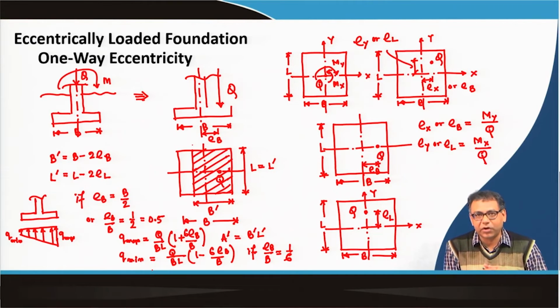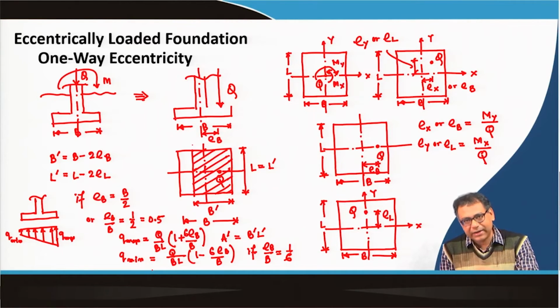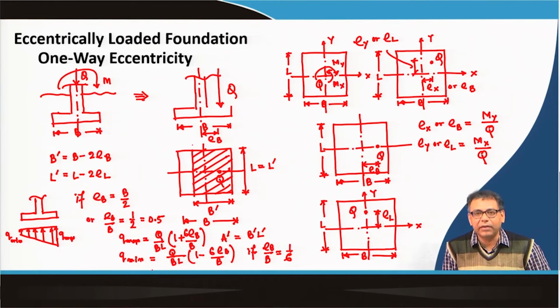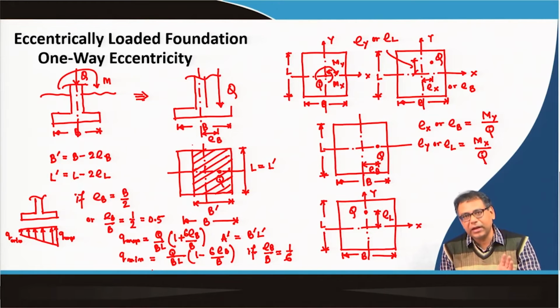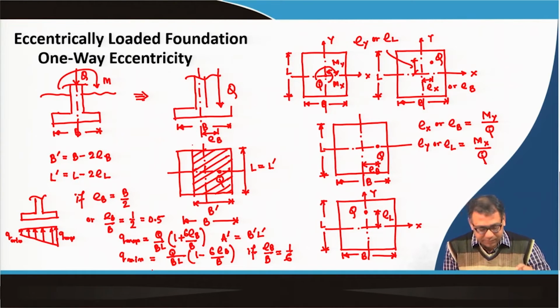That means we are now talking about two values. One is 0.5, which theoretically can be the maximum value of any eccentricity e_B or e_L, because in such a case the load will act at the edge of the foundation. And another is e_B by B equal to 1 by 6. That means e_B or e_L is 1 by 6 times B or L, so that there will be no negative pressure below the foundation.